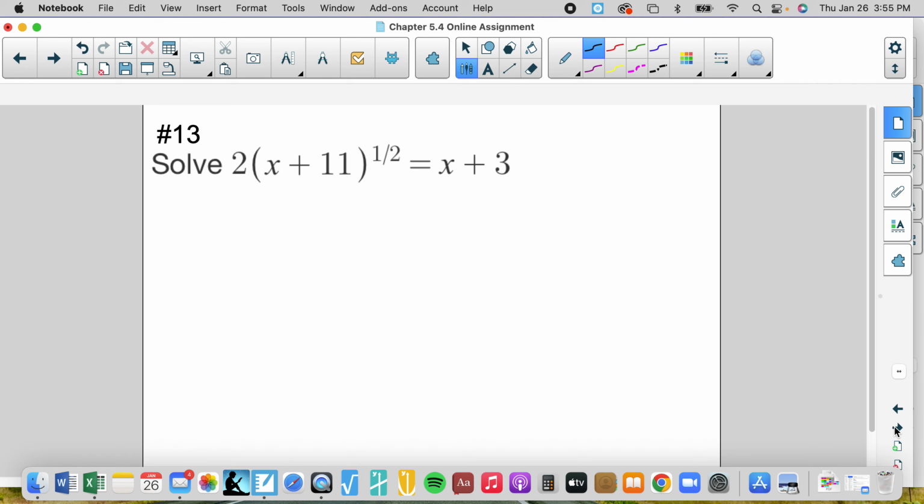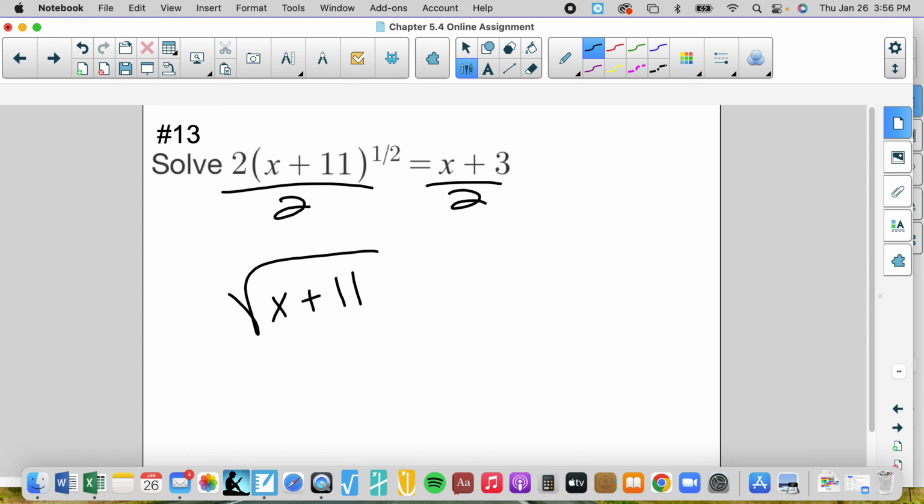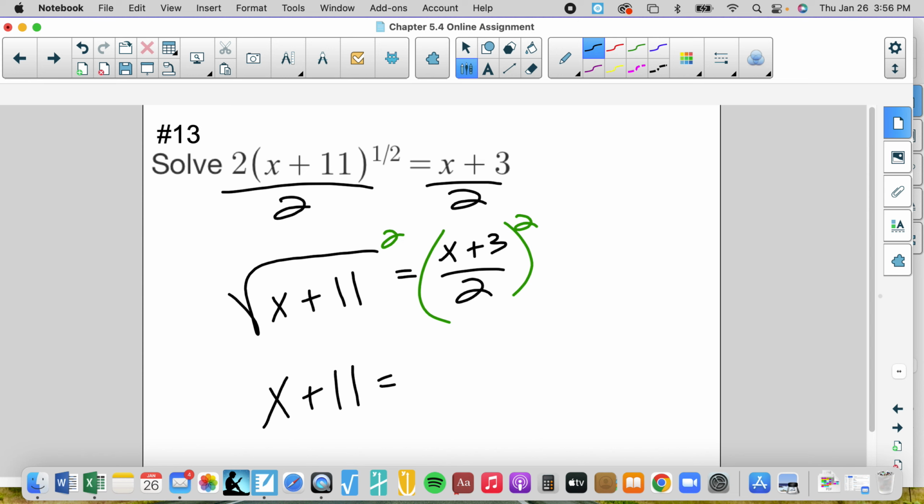Number 13, moving right along. Let's isolate. Ooh, look at this. Okay, let's isolate. Divide by 2. That's okay. We get the square root of x plus 11 equals x plus 3 over 2. Now let's square that quantity. X plus 11 equals, so what is x plus 3 times x plus 3?